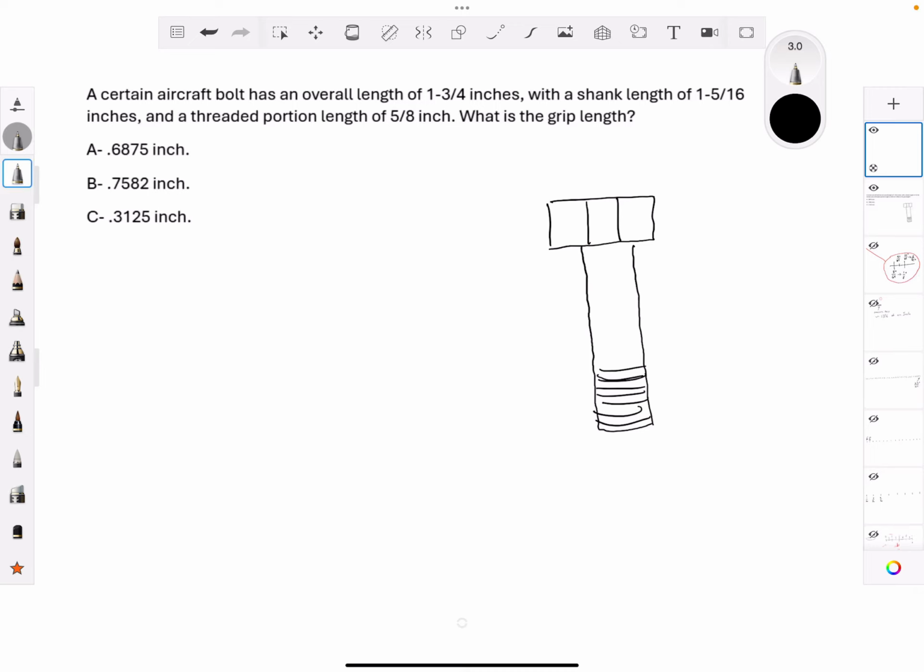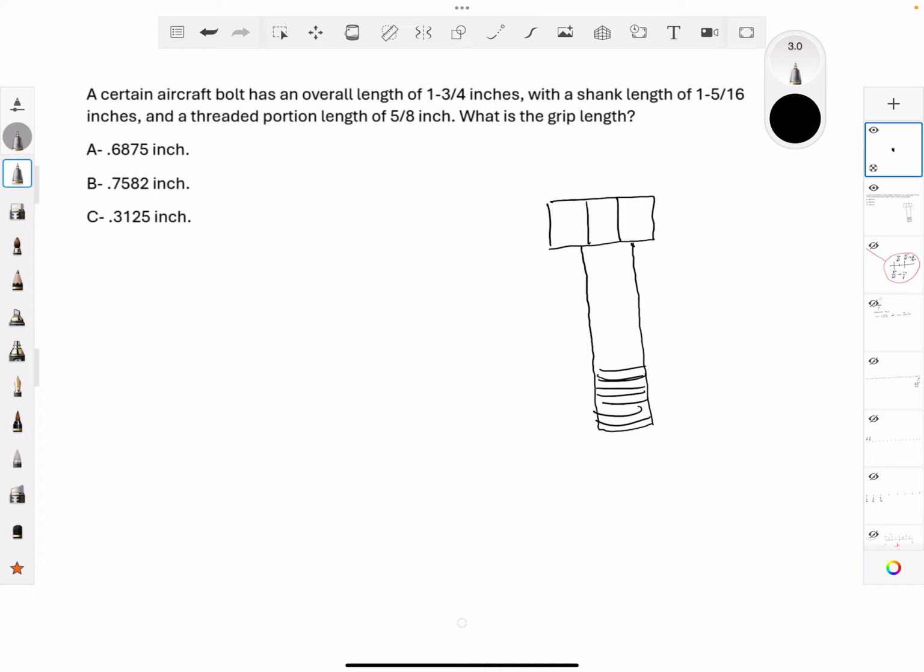A certain aircraft bolt has an overall length of 1 3/4 inches, with a shank length of 1 5/16 inches, and a threaded portion length of 5/8 inch. What is the grip length? Okay, so this problem is pretty easy as long as you understand the anatomy of a bolt. So let's go ahead and look at that.